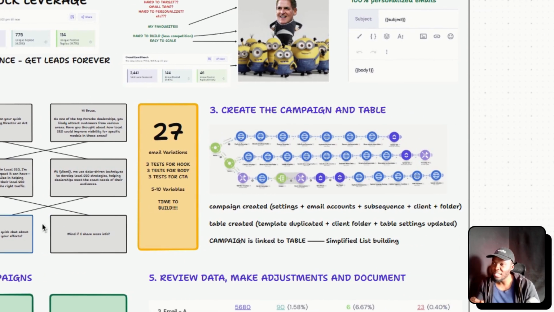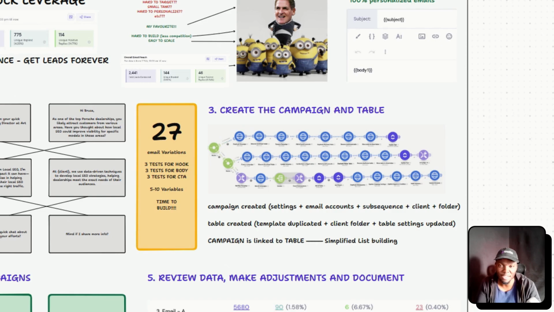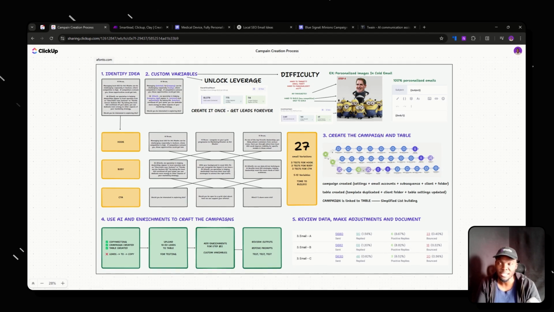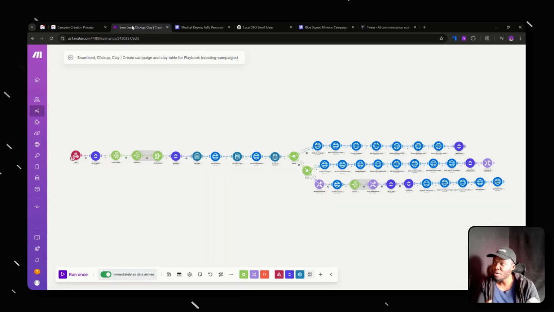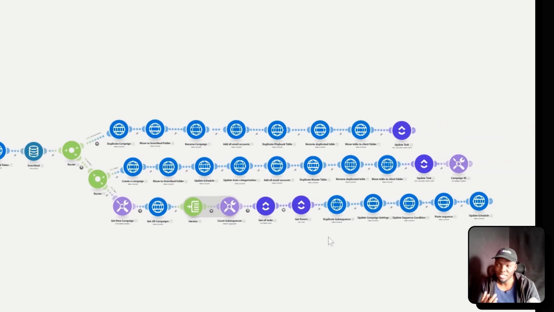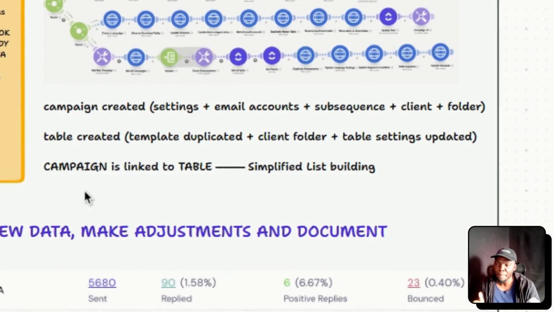Okay, so once we've got this, we then create the campaign and the table. We're doing this via automation. So since I'm a lead gen agency, I've got 90% of my systems automated, but you probably don't need to do that if you're not creating tons and tons of campaigns. But this is the automation. It basically just creates the Clay table, creates the Smartlead campaign, adds all the settings, adds all the email accounts, updates the tables, all of this stuff. It does pretty much all of that stuff for us. And then it also links the campaign to the table for simplified list building.